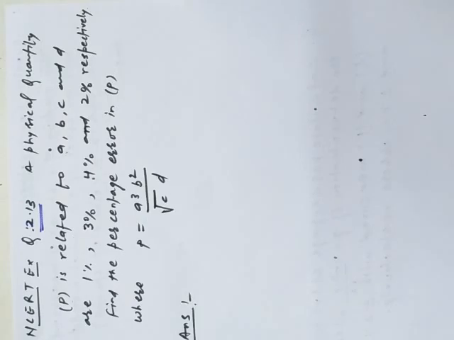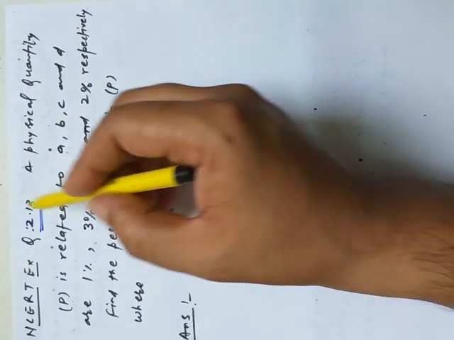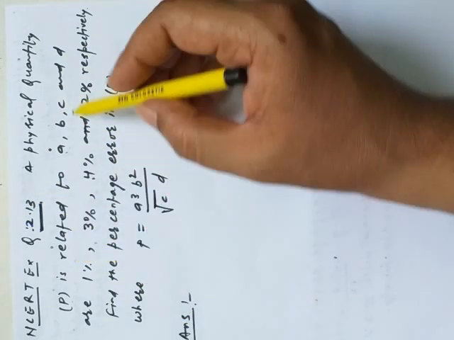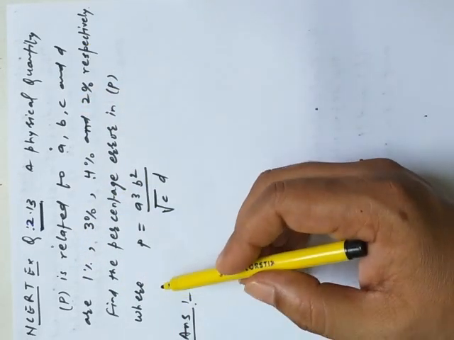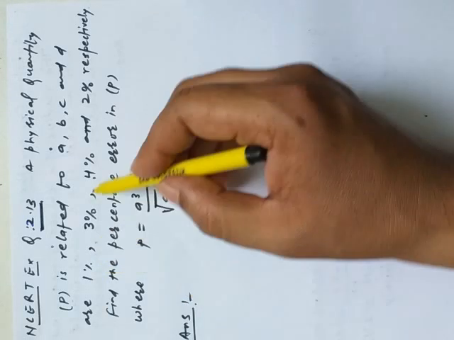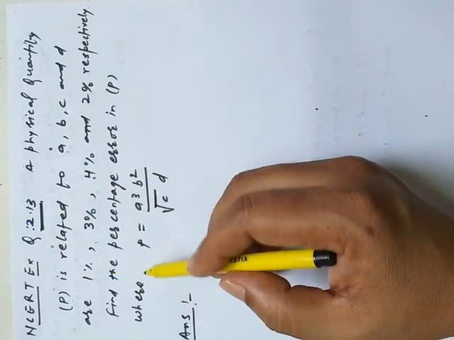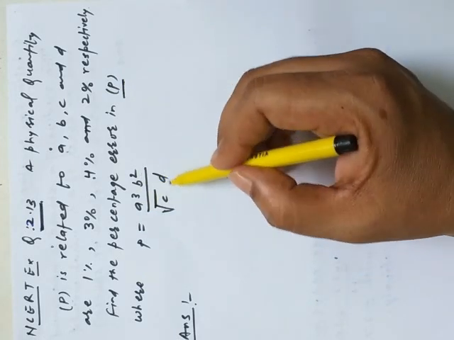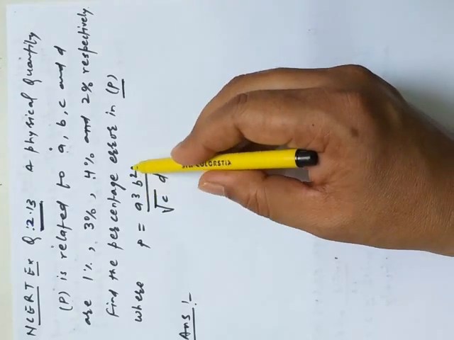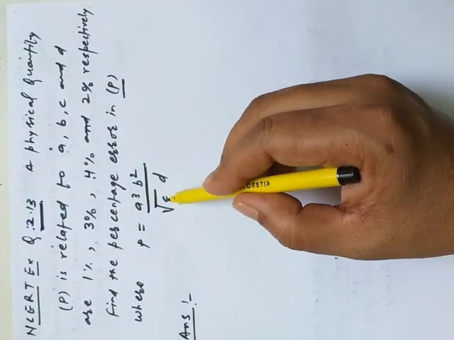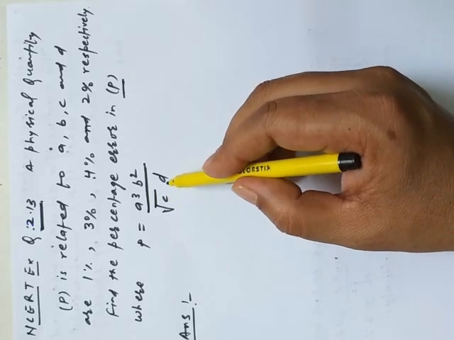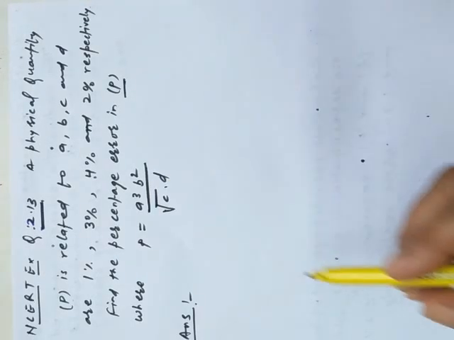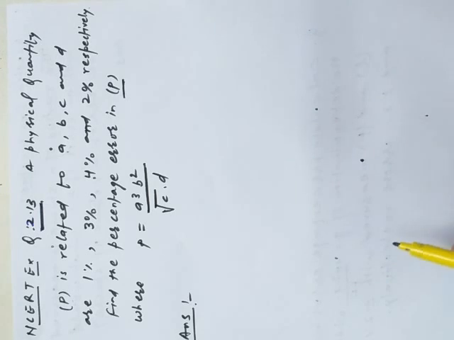Now student, we have the NCERT exercise question, that is question number 2.13, an unsolved question. A physical quantity P is related to A, B, C and D, having the percentage errors 1%, 3%, 4% and 2% respectively. Find the percentage error in P, where P has the relation A cube, B square upon root C, that is power of C is 1 by 2, multiplied by D. So we are converting this into the proper formula.